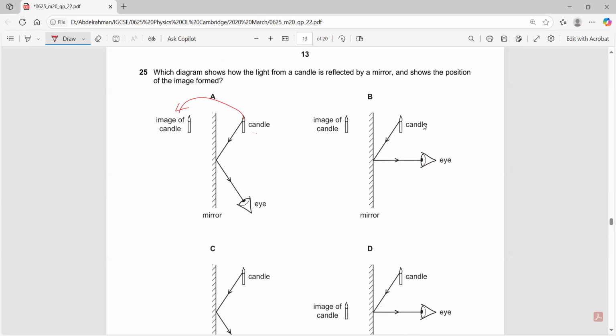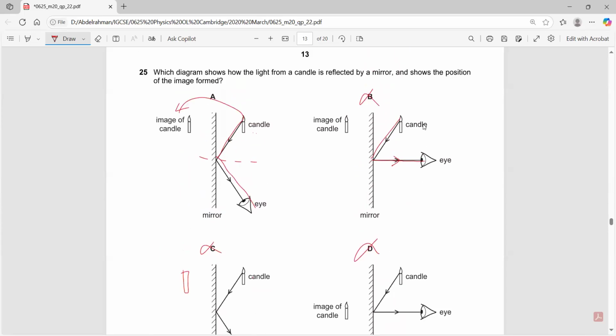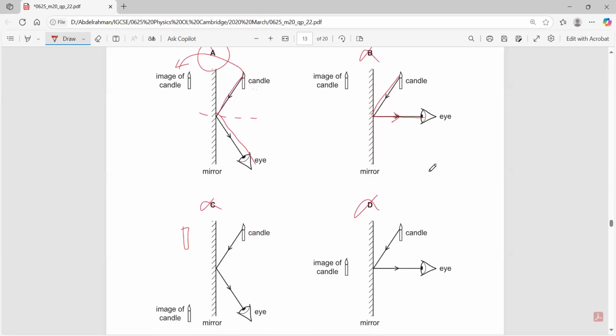Okay, so A seems to be right because you have the angle of incidence and angle of reflection. They are the same. B is wrong because how is the ray reflected back on the normal? This is wrong. C is wrong. Why? Because the image of the candle should be in front of it. So this is wrong, and D is also wrong. The only correct answer would be A.